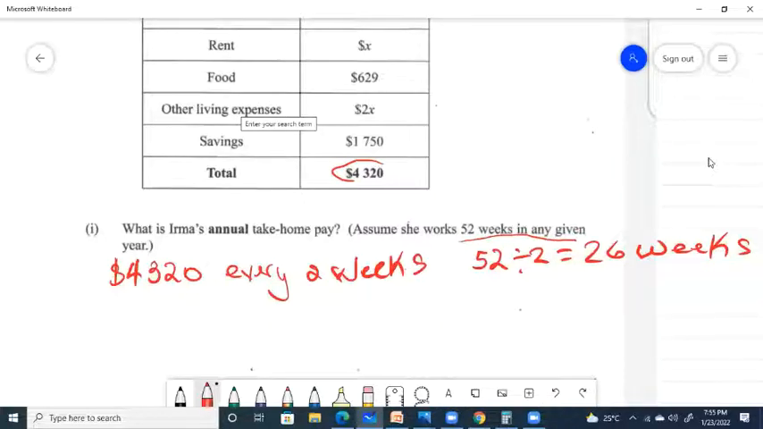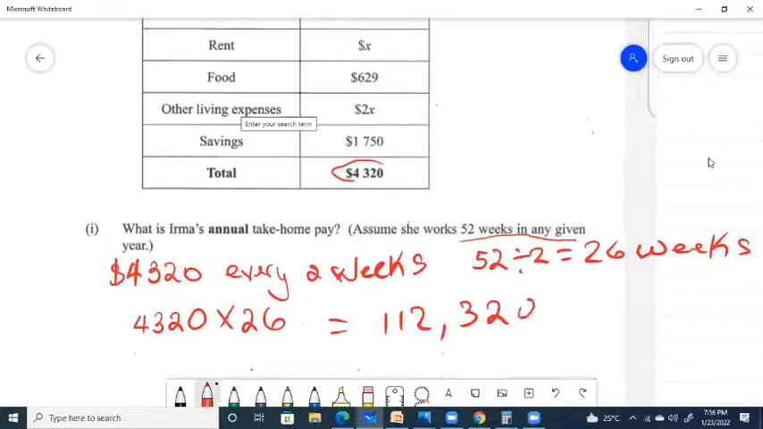So here is the deal. 4,320. She will get that 26 times. That's 112,320. She will be paid that every year. So we have to be careful now. Remember, this is just every year.